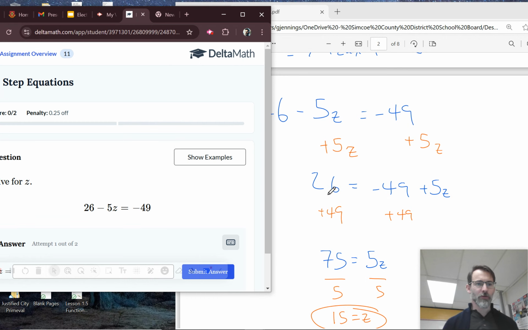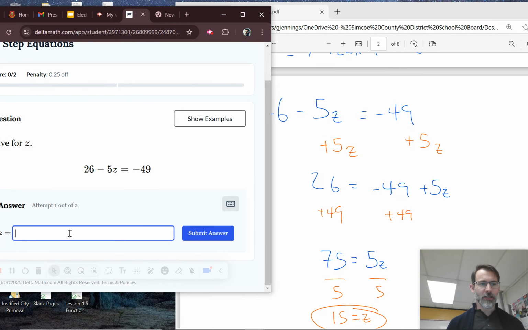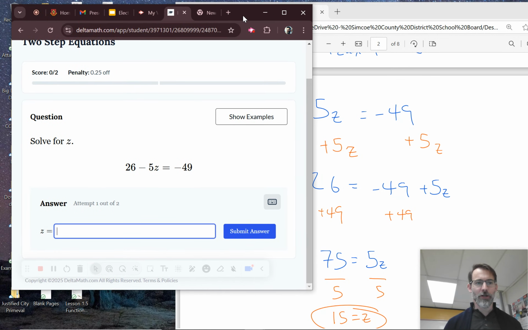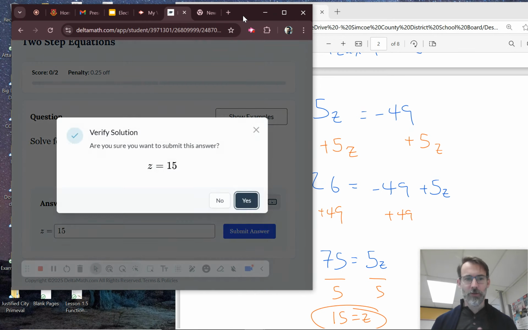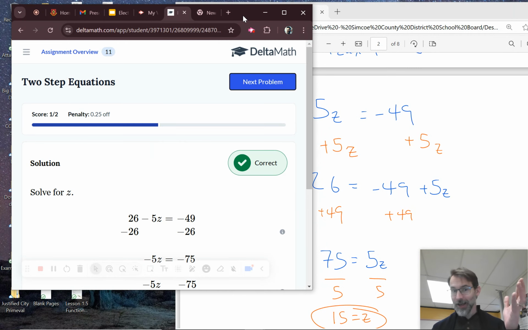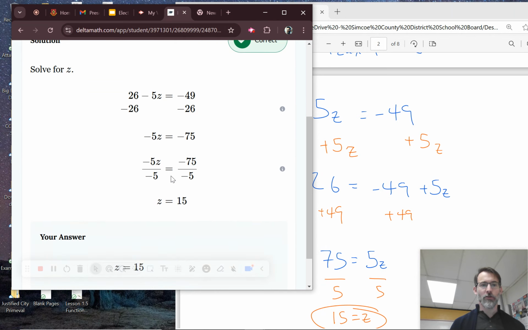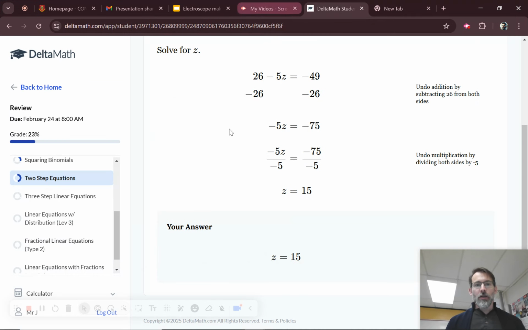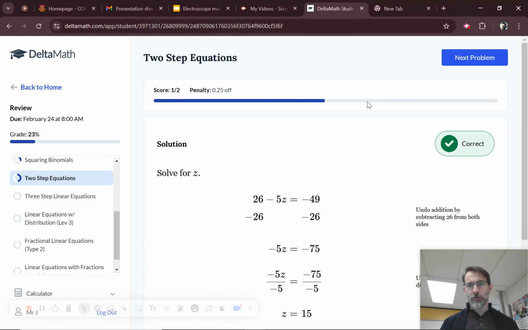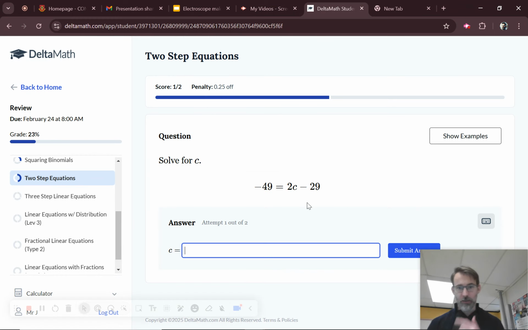Okay, so then we go back over here. It already has z equals, right? So z equals is what it wants, 15. Great. I like that so much I'm going to do another one without paper. So you can also do these without paper like this.